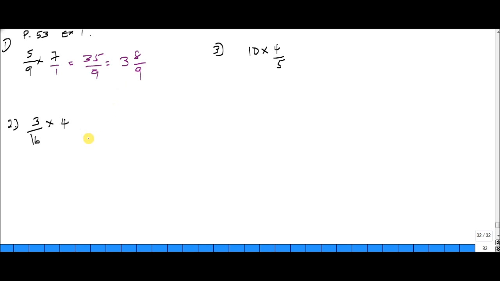Okay, let's look at number 2. We have 3/16 times 4. Give the 4 a denominator of 1. 4 could go into 4 1 time, and 4 could go into 16 4 times. Multiply across, 3 1s 3 over 4. Answer being 3/4. And finally, giving 10 a denominator of 1. 5 into 5 1 time, 5 into 10 2 times. 2 times 4 is 8 over 1. Our answer is 8.